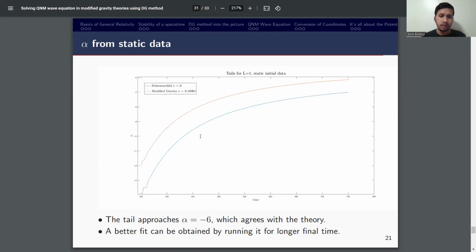Similarly, in the static data case, we see that it approaches minus 6, which is what we want: the minus of 2L plus 4 case when we put L equals 1. So this is what we get, and we see that it actually agrees with theory. Also, in this case, the modified gravity one lies above the Schwarzschild one, meaning that it decays slower.